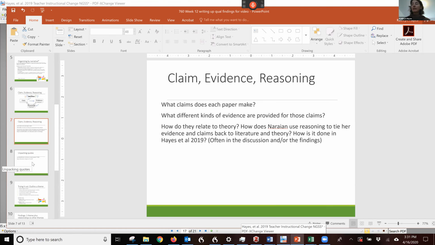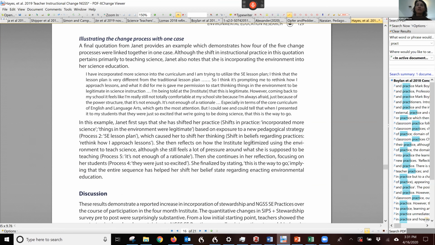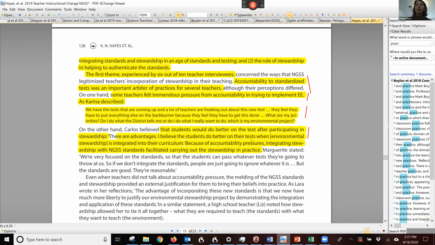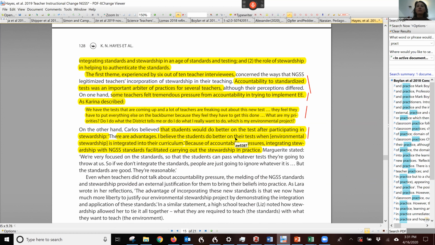Okay, another thing that you need to do and make sure to do in the findings is to unpack quotes. So I'm going to show that to you in the Hayes article. When qualitative researchers have quotes, you'll notice that findings aren't just a bunch of quotes plunked in, right? The quotes are used explicitly to support a claim. That's number one. But also, quotes can often be unpacked in some ways, all right?